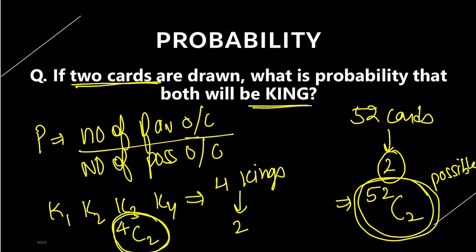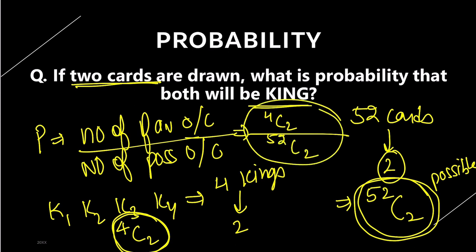So now my favorable outcome is 4C2 and my possible outcome is 52C2. So what is the probability? Probability is 4C2 divided by 52C2 and that is the answer. I hope this is clear. Favorable outcome is choosing two kings out of four kings and the possible outcome is choosing any two cards out of 52 cards. I hope this is clear.